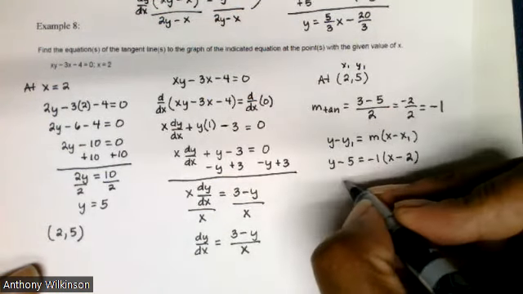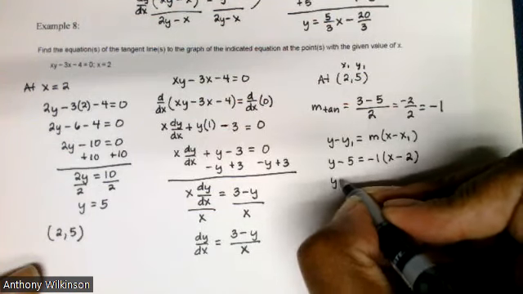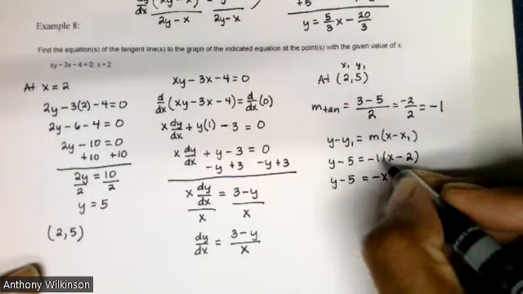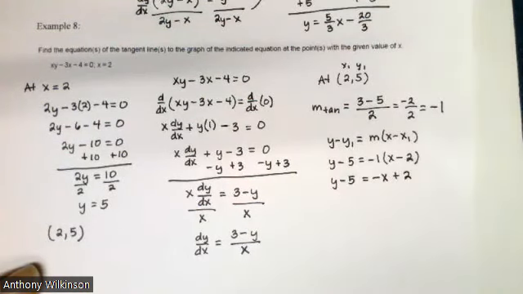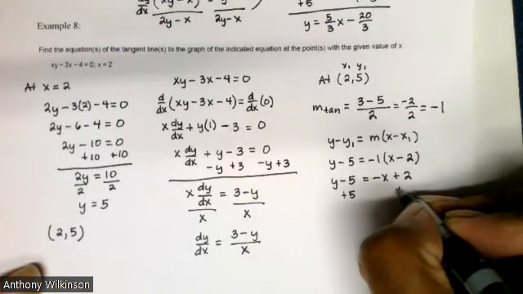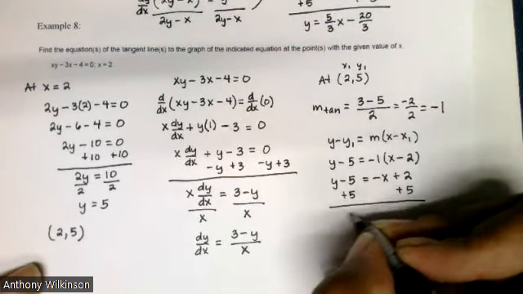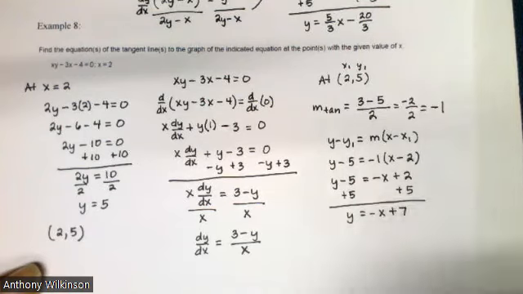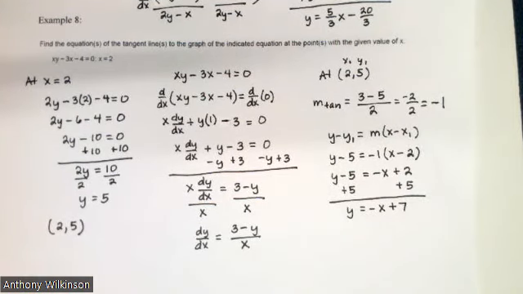All right. Distribute the negative 1 over the x minus 2. Bring down the y minus 5, and that's equal to negative 1 times x, which is negative x, and negative 1 times negative 2, which will be plus 2. And then solve this equation for y by adding 5 on both sides. So that means y is equal to negative x plus 7. So the equation of the tangent line to the graph of that indicated equation at the point (2, 5) would be y equals negative x plus 7.